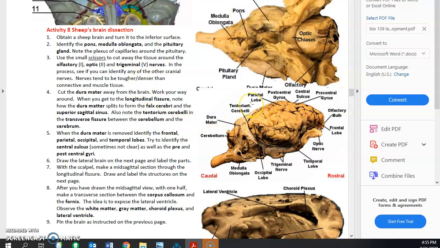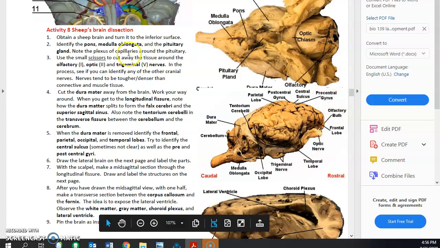In the last part of today's lab, we are going to pin sheep brains. This is actually a really fun activity to do in class. We get these sheep brains and we're able to cut them and see the different parts of them. So we're going to do a virtual sheep's brain dissection and pinning.